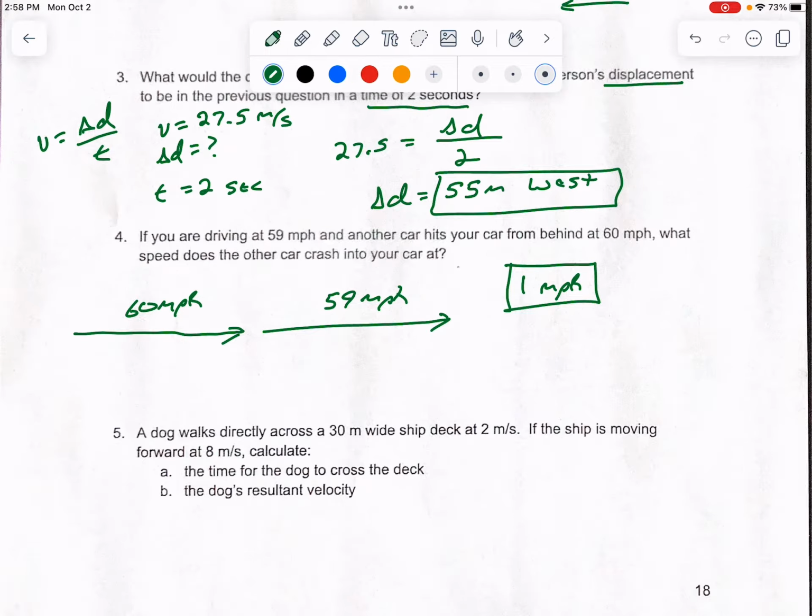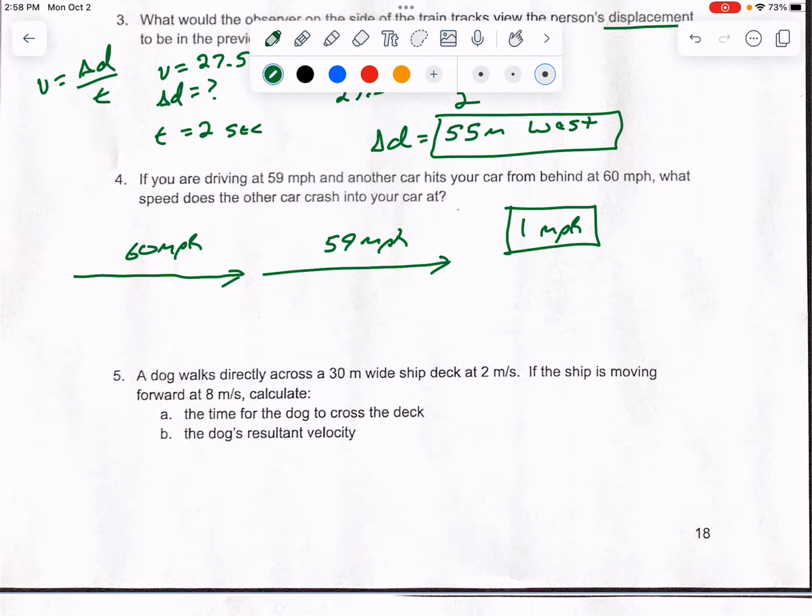Number five, a dog walks directly across a 30 meter wide ship deck at 2 meters per second. If the ship is moving forward at 8 meters per second, calculate A, the time for the dog to cross the deck, and B, the dog's resultant velocity. So I'm looking for time, which means I have to start using V equals D over T. So A is going to be V, D, and T.